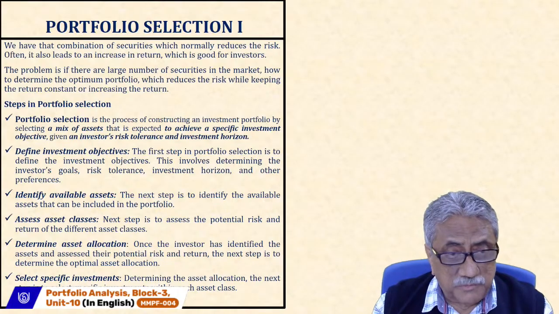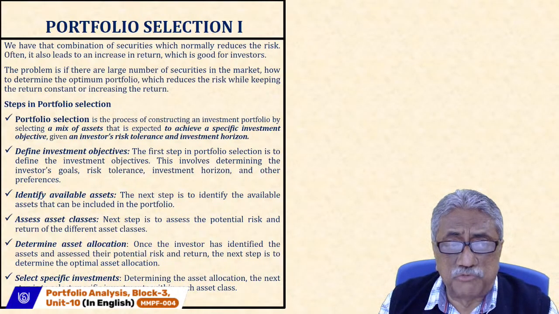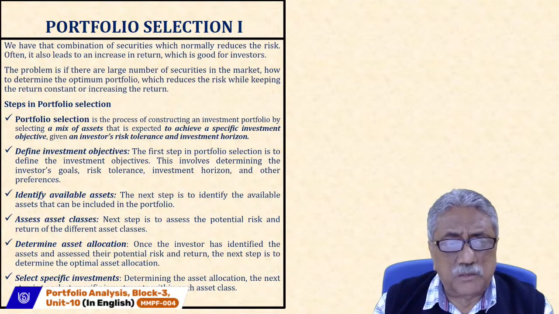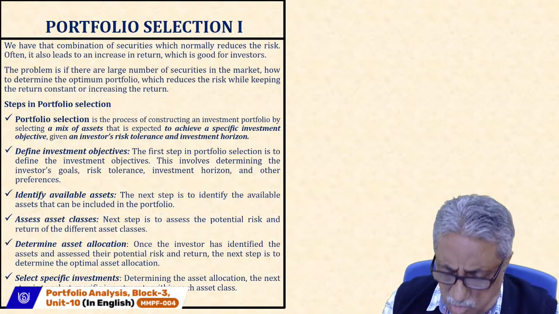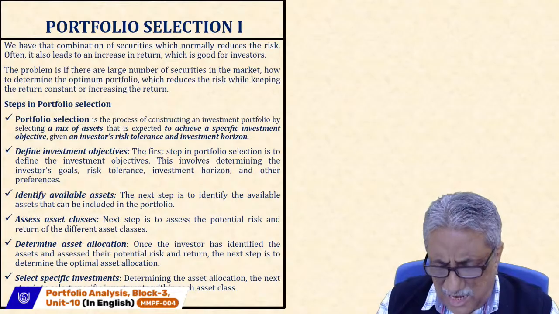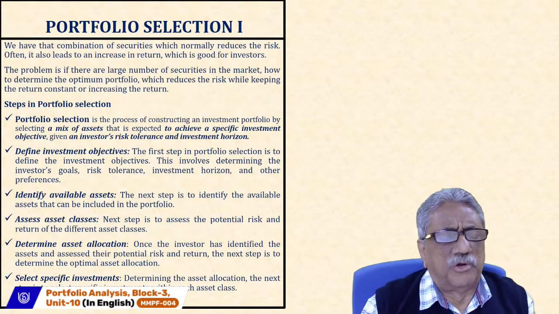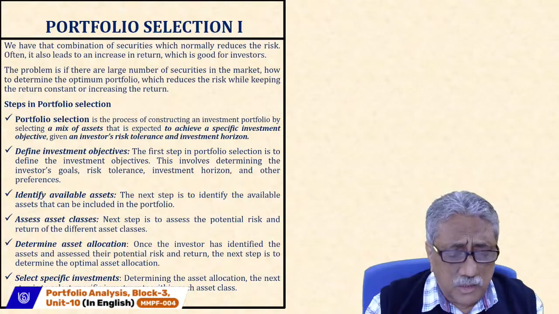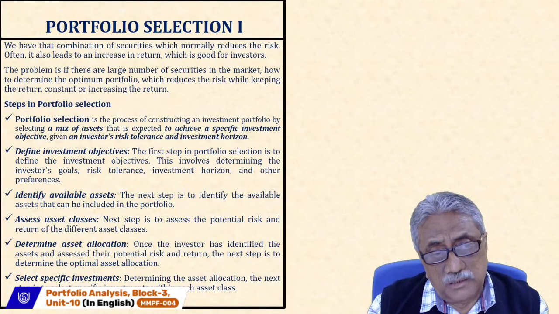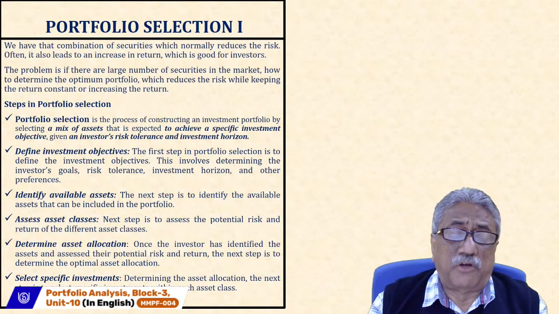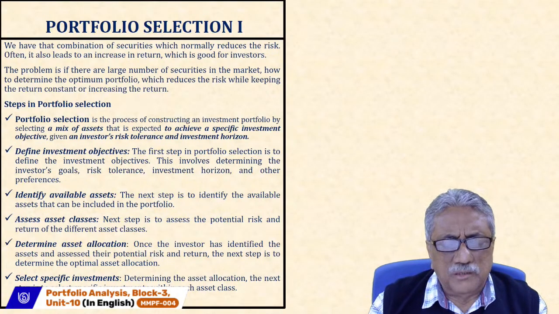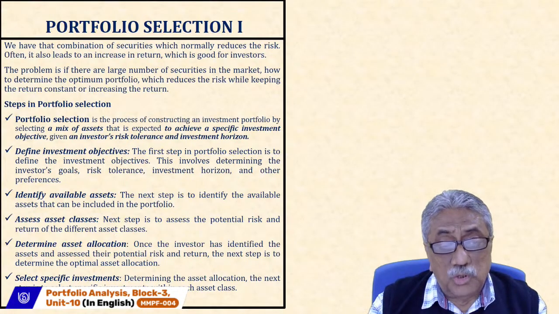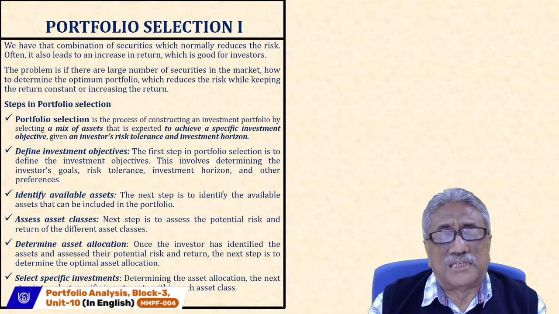Define investment objectives. The first step in portfolio selection is to define the investment objective. Same thing: risk tolerance, investment horizon, other preferences, etc. Identify available assets. Once you have the investment objective, and you have decided that you want moderate risk and decent return, then identify which assets can give me decent return where the risk is low, and what is the correlation between these assets.